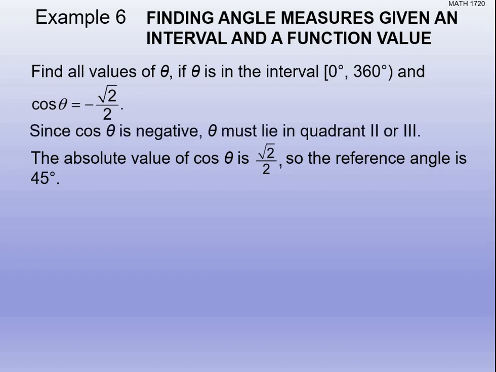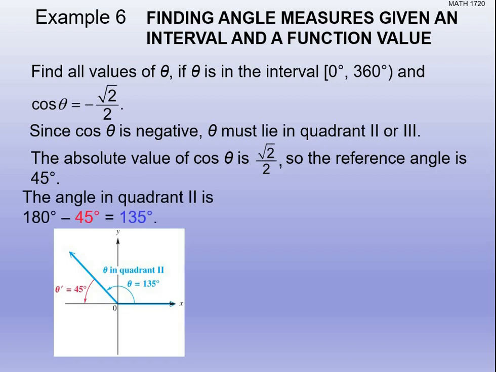So, cosine's negative, so we have only 2 possible answer choices. When is cosine negative? You have to remember that All Students Take Calculus. So cosine is positive in the first and fourth quadrant, and it is negative in the second and third quadrant. So the answer we're looking for has to be in either the second or the third quadrant, or it could be in both, essentially.